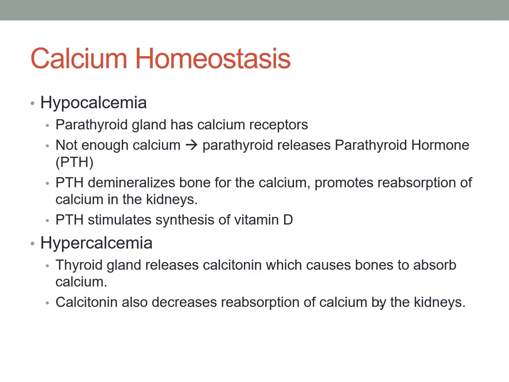So the two things, again, that do this: with hypocalcemia, parathyroid hormone is the key substance that attempts to treat this problem. And with hypercalcemia, calcitonin is the key substance there.